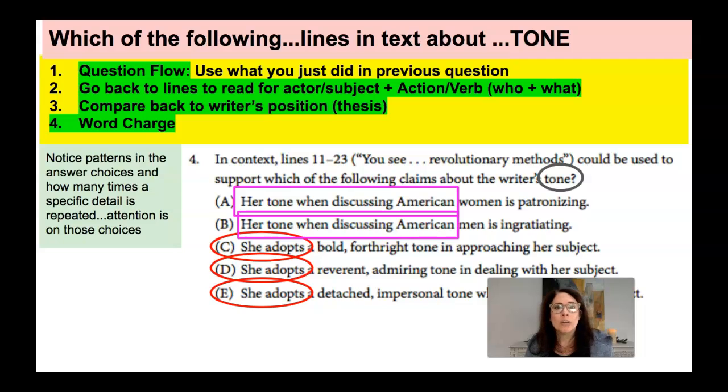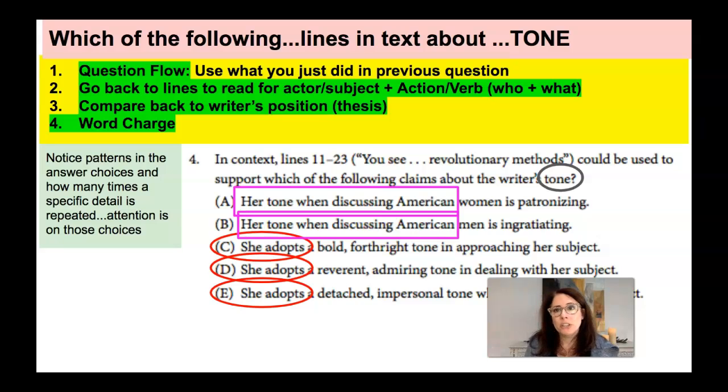For this, we do need to go back to the lines that it refers to. This is a go-to question. Just really quickly, just to make sure we're on board with the who and the what, the actor and the subject. And then we want to compare what we know back to the writer's position or thesis, always, and then notice word charge. But first, let's figure out the question. So this is a go-to question, lines 11 through 23. They are the same lines as the previous question, just about.